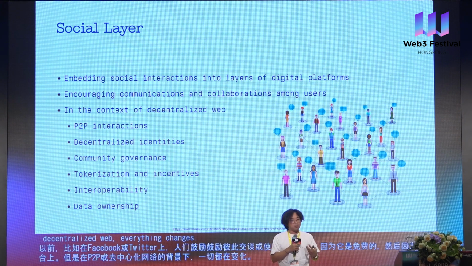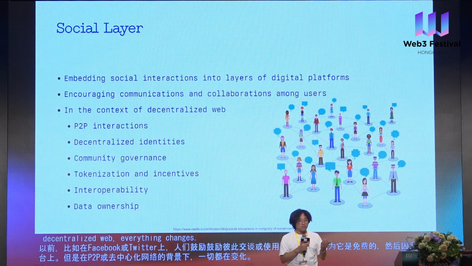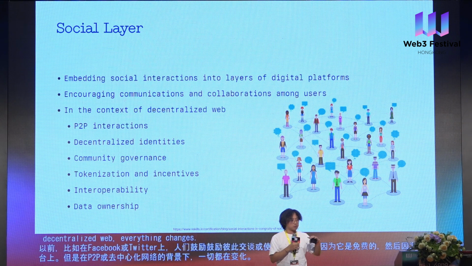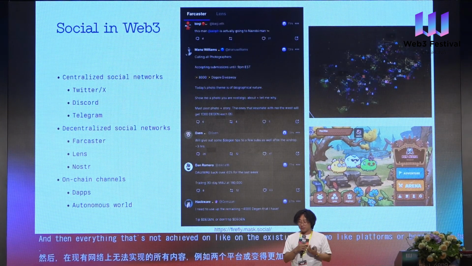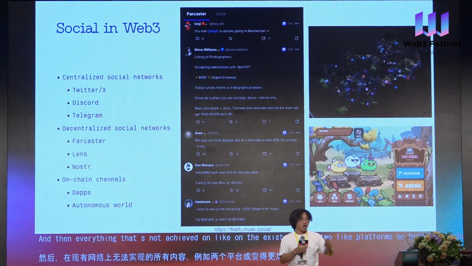So you need to encourage people to do that. We need tokenization and these kinds of incentives. And then you need interoperability so that different behaviors or interactions can be interpreted in different places or within different protocols. It's really hard. And then you also need to deal with data ownership. So everything is changed, and everything that's not achieved on the existing Web2 platforms becomes even harder. But let's take a look at the social in the context of Web3.